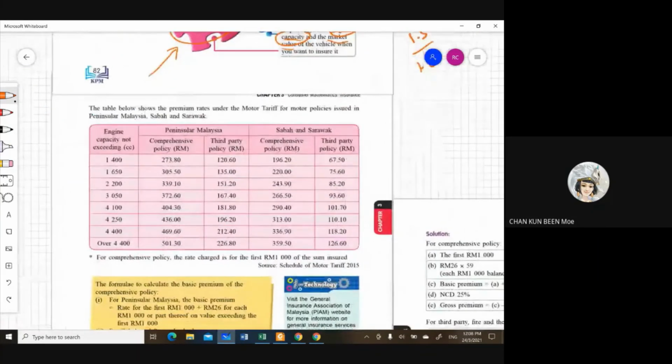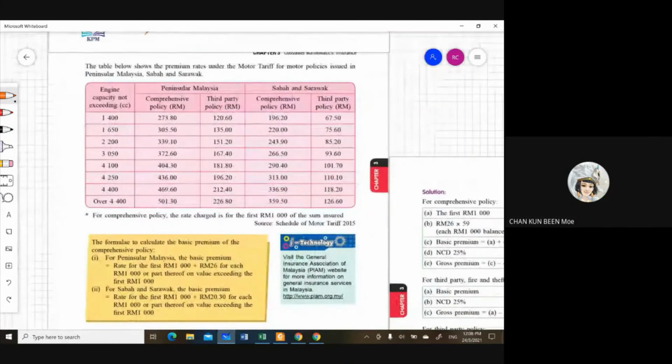So this is the motor tariff that you can see. That is the red. The table below shows the premium rates under the motor tariff for motor policies issued in Peninsular Malaysia, Sabah and Sarawak. This one also you can search online. Everything is exactly the same. You can see there is an asterisk given. For comprehensive policy, the rate charged is for the first 1,000 of the sum insured. The source here is Motor Tariff 2015. So far, they haven't changed it yet. I haven't seen any 2020 motor tariff. Meaning that the premium rate is still the same, whereby they still follow the same table given below.